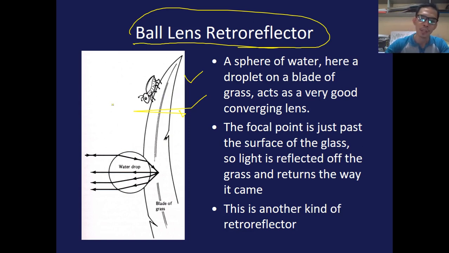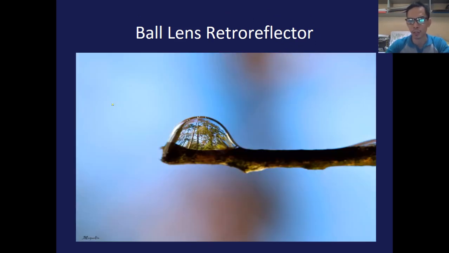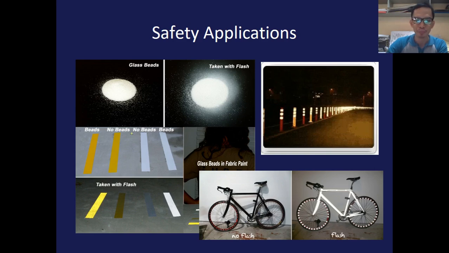If we take a look at it in a more realistic view, it looks like this. The water droplet becomes a converging lens. The image is upright, so the image that is formed there is somehow virtual. So the image formed is virtual. Next one.